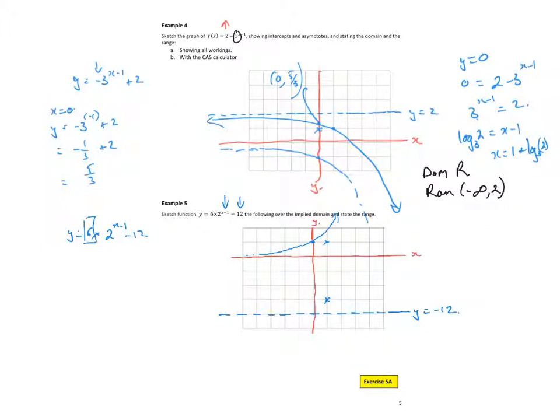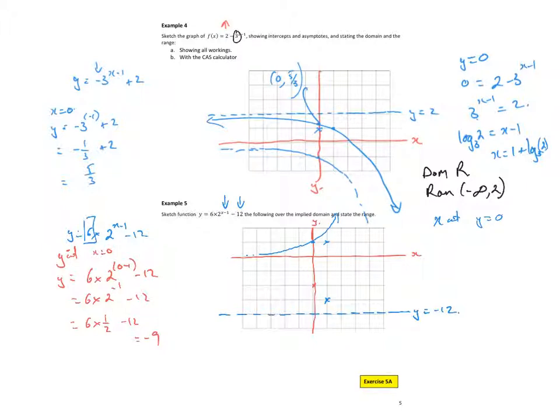Let's get x and y intercepts. So the y-intercept, x equal to 0, I'll get y is equal to 6 times 2 to the 0 minus 1, minus 12. 6 times 2 to the minus 1, minus 12, which is just 6 times a half, which is negative 9. So if that's negative 12, negative 9 might be up here somewhere. Who knows?